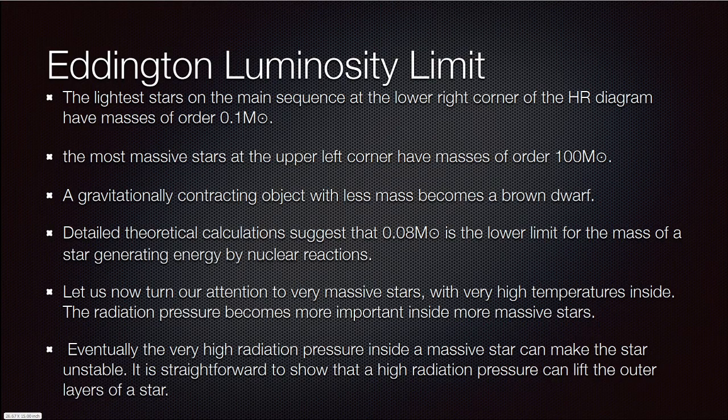Now let us turn our attention to very massive stars with very high temperature inside. Radiation pressure becomes more important inside massive stars. Eventually, the very high radiation pressure inside a massive star can make the star unstable. It is straightforward to show that a high radiation pressure can lift the outer layers of the star. The pressure would be so much that at a point of time it would lift off the layers of a star. Next slide.